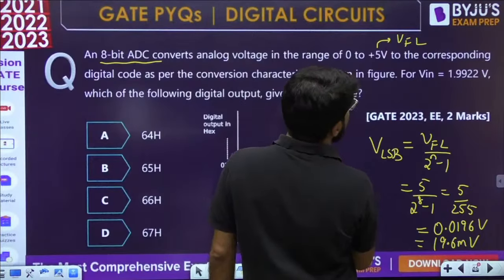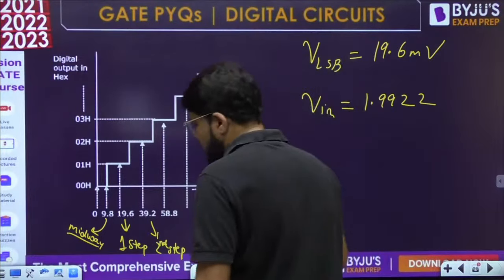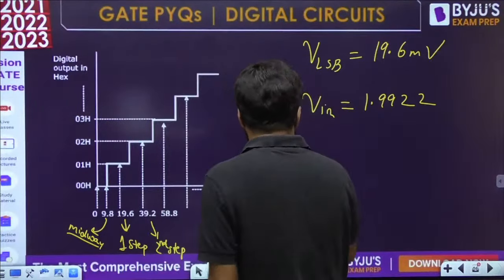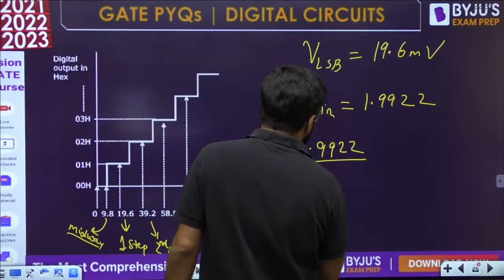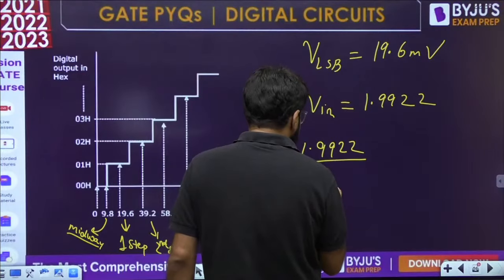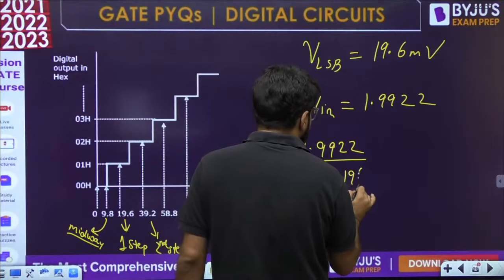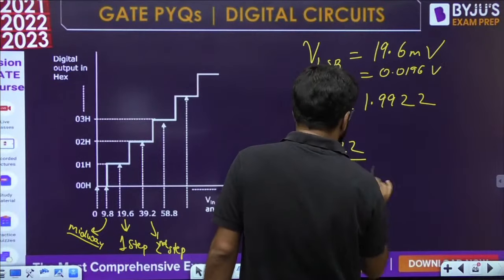What is the Vin? It is 1.9922. Okay. So 1.9922 is divided by 19.6 millivolt, that is 0.0196. Since this is in volts, I wrote the value in volts as well.